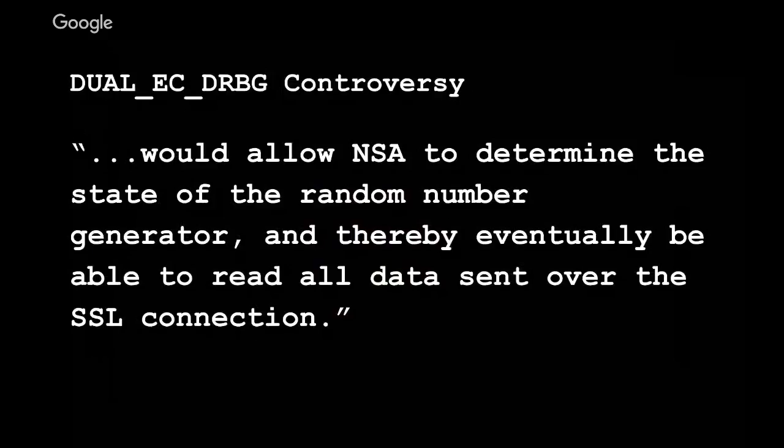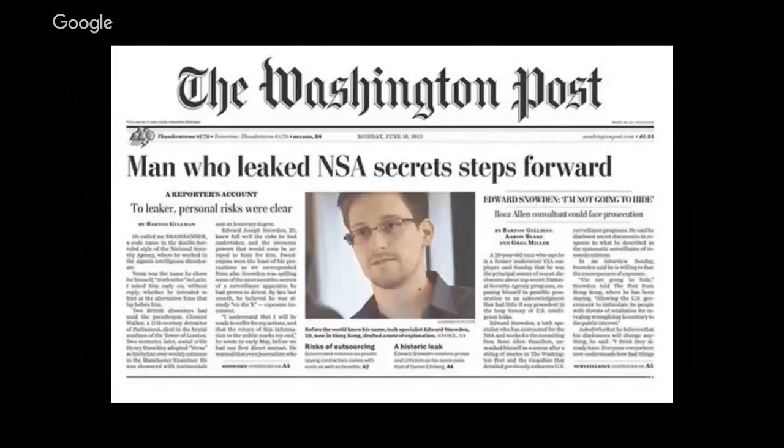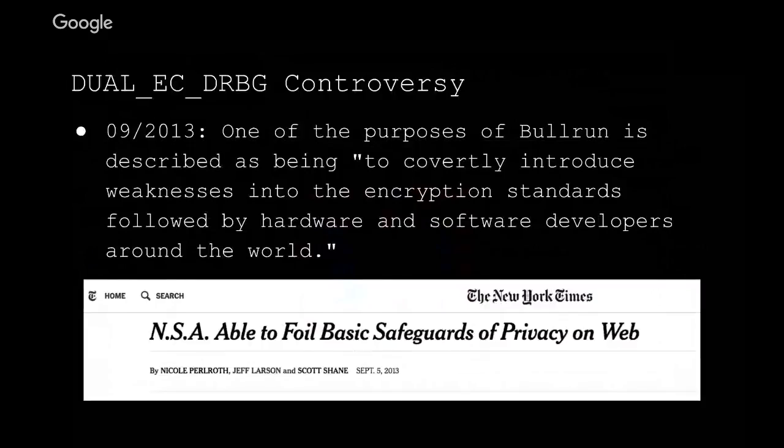Okay, so fast forward all the way to 2013 when the Snowden papers were leaked. It turns out that one of them mentions this specific algorithm, and it says one of the purposes of Bullrun was described as being to covertly introduce weaknesses into the encryption standards followed by hardware and software developers around the world. So now we've gone from this being a mathematical weakness, to it theoretically being done purposely in order for the NSA to be able to secretly decode the output of this algorithm, to being part of a larger system that was designed to introduce these weaknesses slowly into encryption methods.